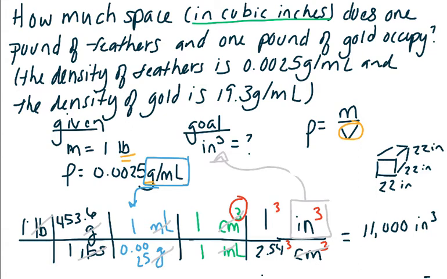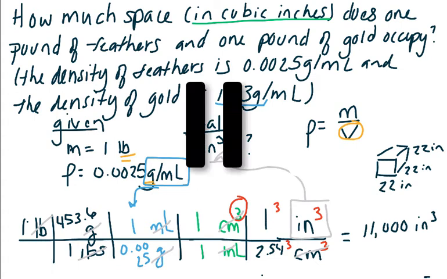Okay, so now I want you to pause this video and see if you can answer the same question. How much space in cubic inches would a pound of gold occupy? You're given the density of gold in the question as well. But before you even start to calculate, I want you to ask yourself, would you expect the gold to take up more space or less space? And then when you're done calculating, see if your answer makes sense.